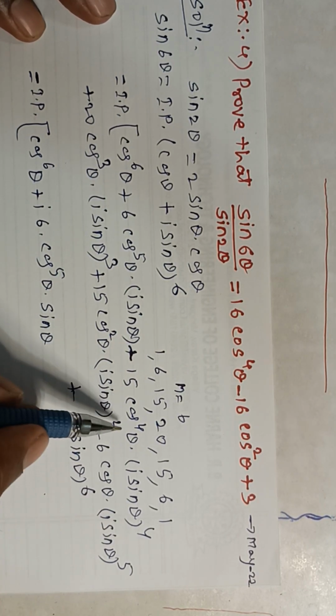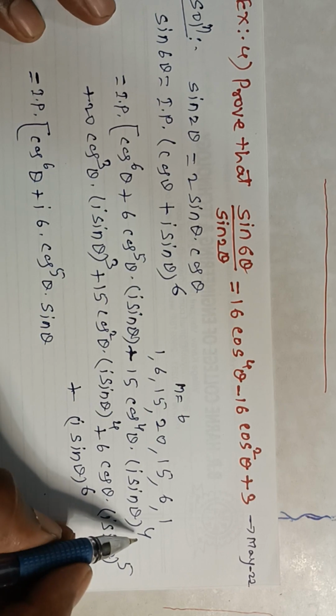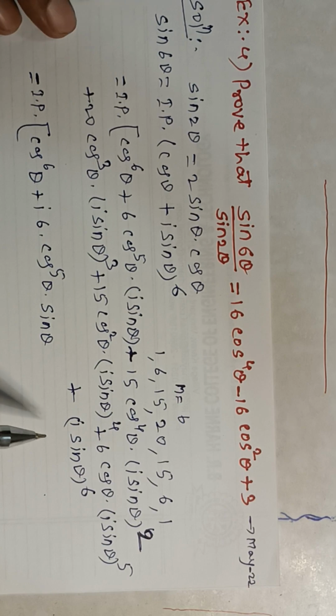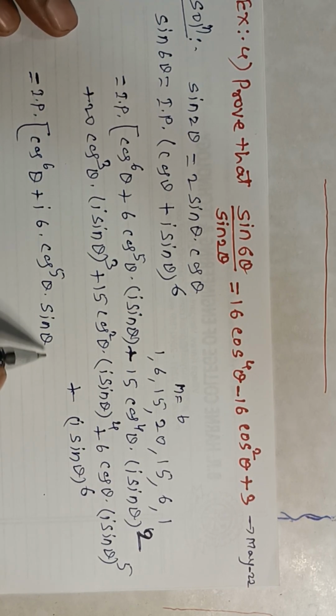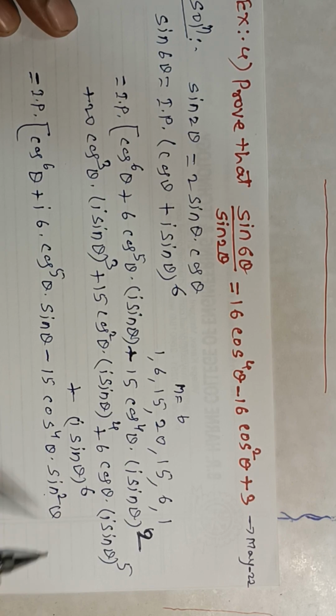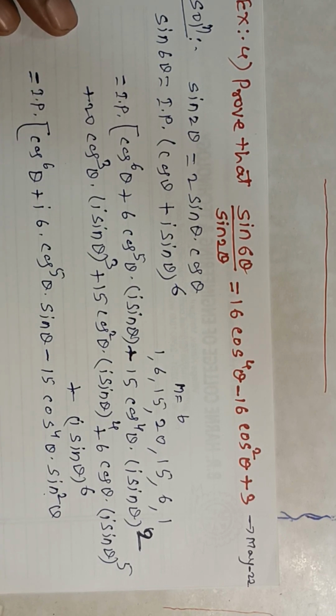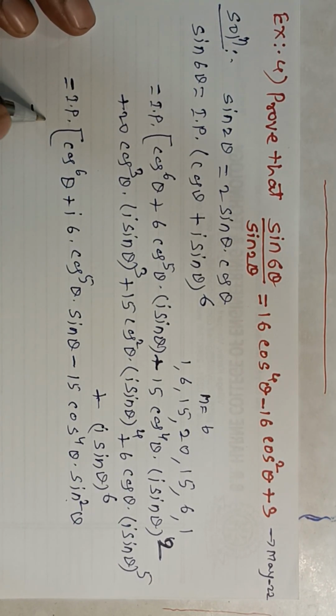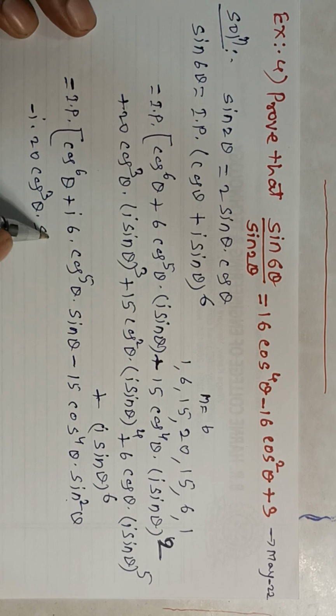Sorry, here 15 times fourth power of cos theta into sin square theta, this will be square, not fourth power. Yes, i square means minus 1, so minus 15 times fourth power of cos theta into sin square theta, plus this term, i cube, that is minus i into 20 times cos cube theta into sin cube theta.